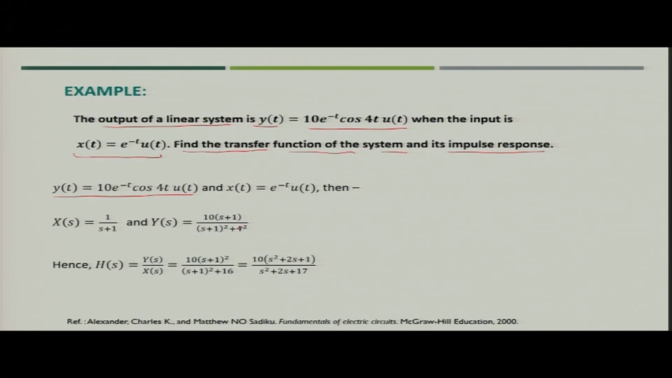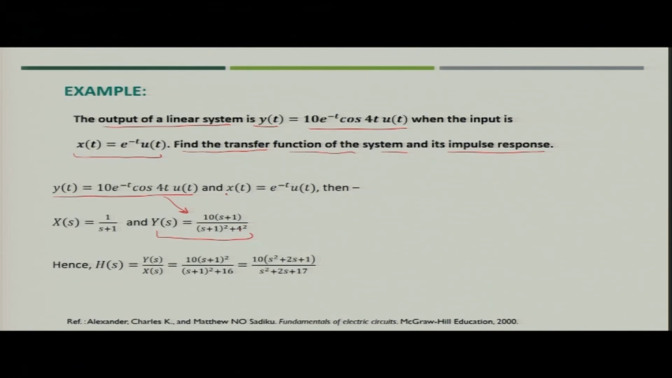So, here omega is nothing but 4. So, you get 4 square. Instead of S, what we will write? We will write S plus 1. The Ys which you will get from the yt function will be 10 into S plus 1 divided by S plus 1 square plus 4 square.